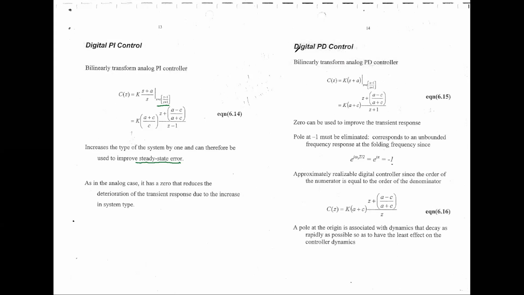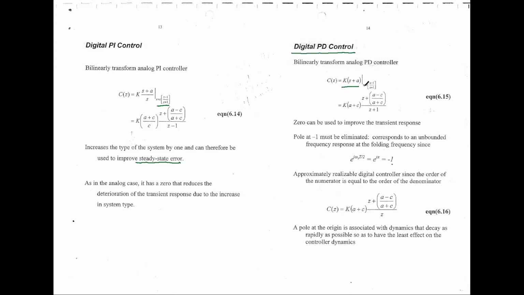Next, let's look at the digital PD controller. If we do bilinear transformation of the analog PD controller, the analog PD controller is K times S plus I, where I contains that TD term. Just as I have derived it for the PI control, you can derive this equation for the PD control.